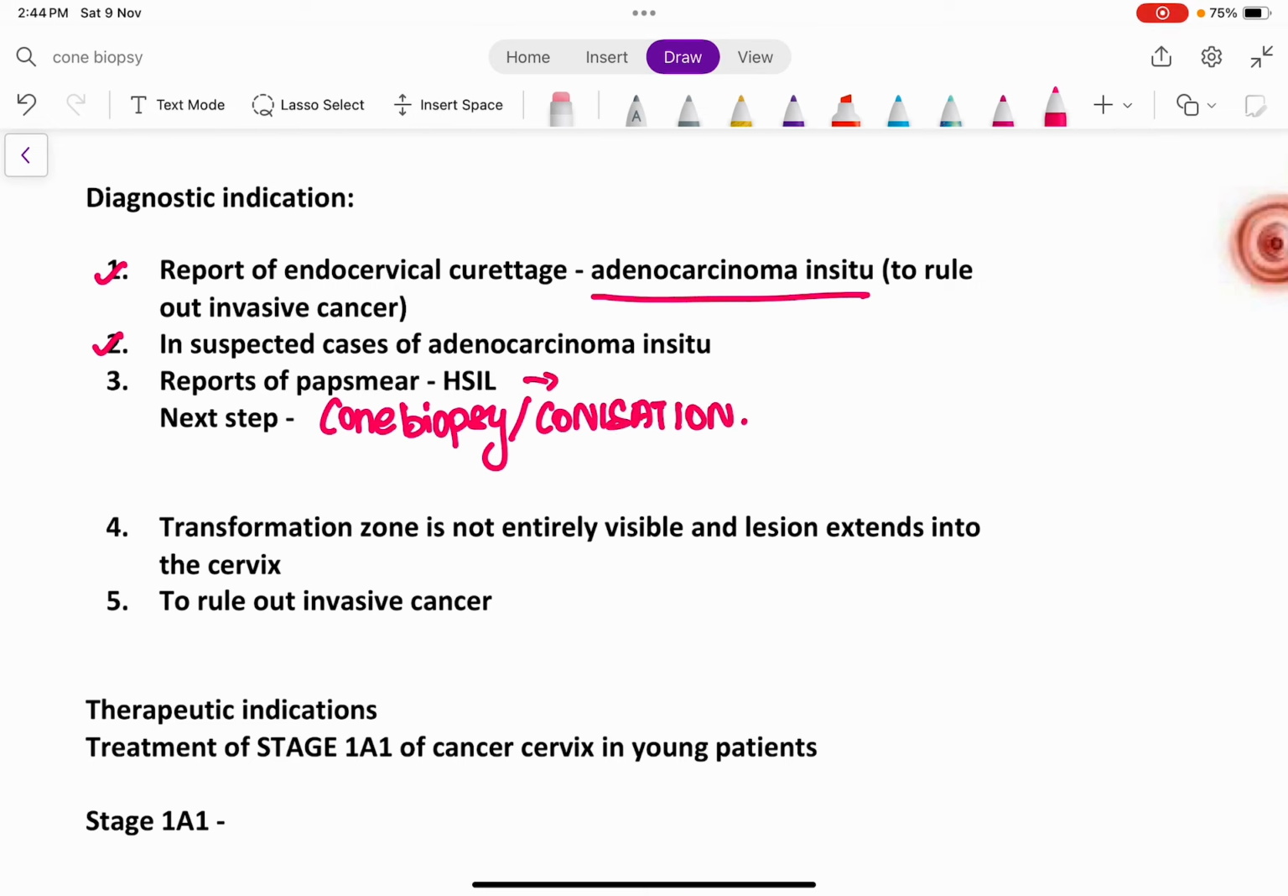Is that clear? Always HSIL corresponds to CIN 2 and 3 of the colposcopy report. So since it is corresponding to CIN 2 and 3, you have to follow up with cone biopsy or conization. So in pap smears, if the report comes as HSIL, since it is a screening test, you can't plan any treatment based on the screening test report. So you have to follow up with cone biopsy or conization.